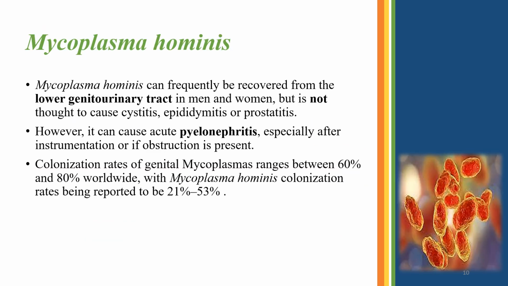Second cause of bacterial UTI is Mycoplasma hominis. This bacteria can frequently be recovered from the lower genitourinary tract in men and women, but is not thought to cause cystitis, epididymitis, and prostatitis. However, it can cause acute pyelonephritis, especially after instrumentation or if obstruction is present.